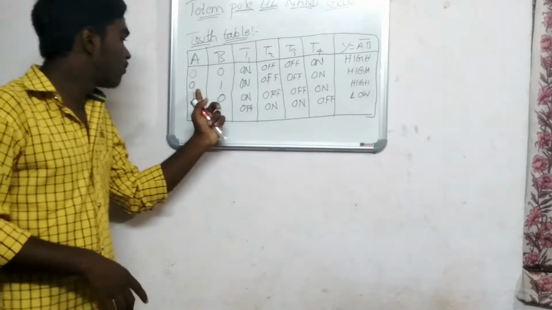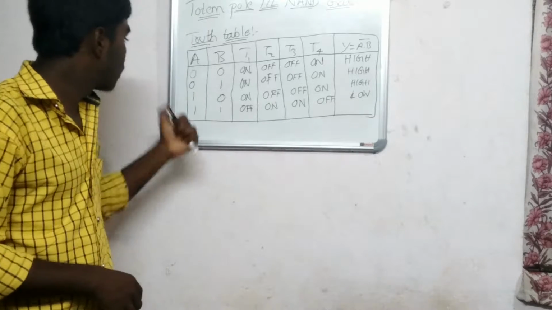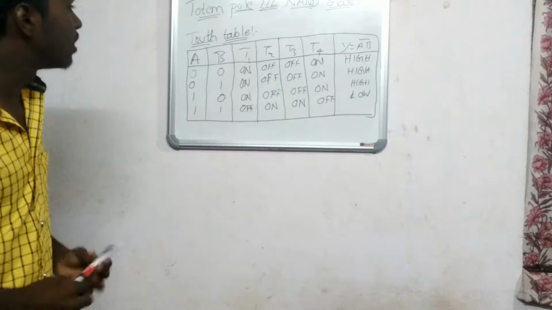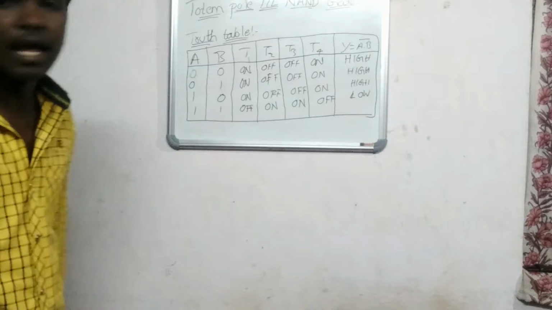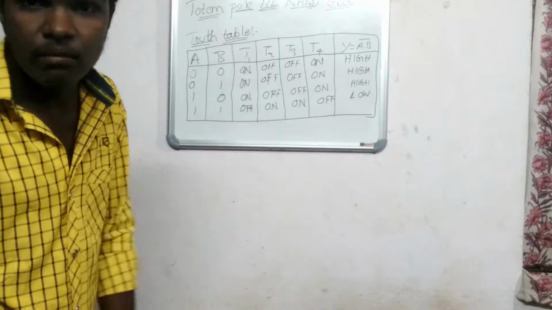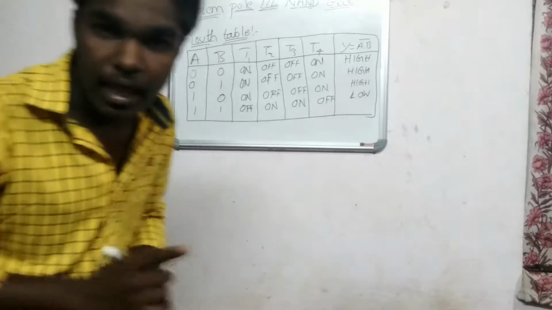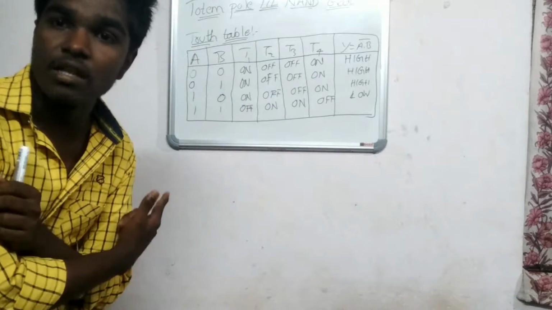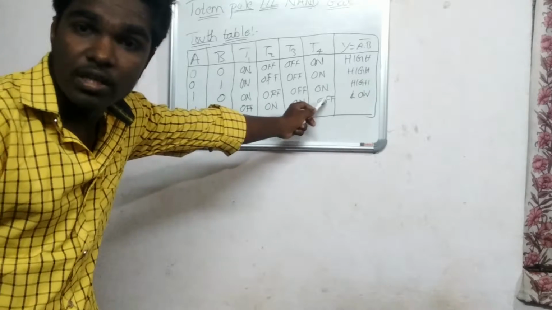Same. Next, when A is 0 and B is 1, the second case, the same repeats. T1 will be in on state, T2 and T3 will be in off state, T4 will be in on state, and the output Y is high. Similarly, the third case, A 1 and B 0, the same repeats. T1 is in on state, T2 and T3 are in off state, and T4 is in on state.